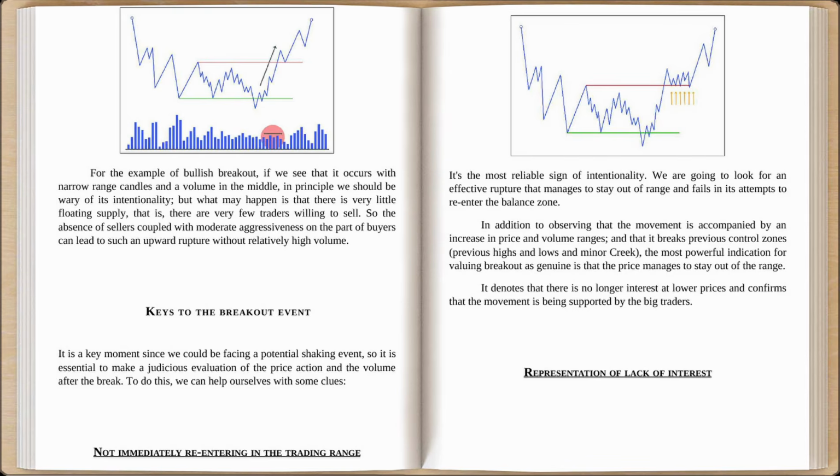For the example of a bullish breakout, if we see that it occurs with narrow range candles and a volume in the middle, in principle we should be wary of its intentionality. But what may happen is that there is very little floating supply, that is, there are very few traders willing to sell. So the absence of sellers coupled with moderate aggressiveness on the part of buyers can lead to such an upward rupture without relatively high volume.